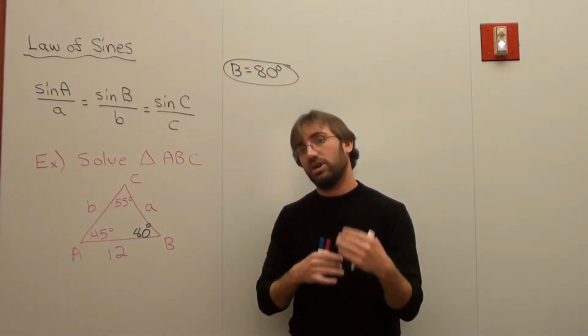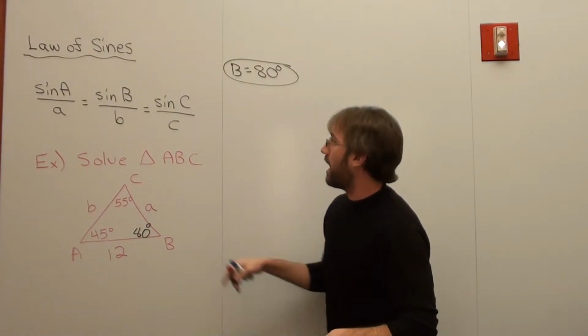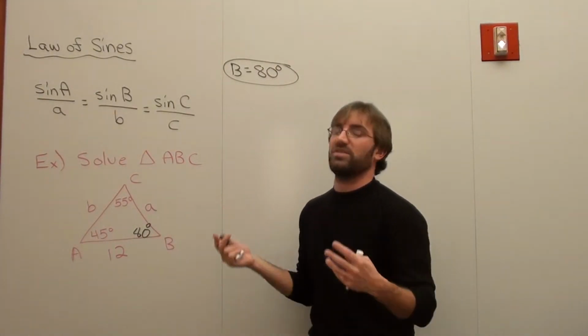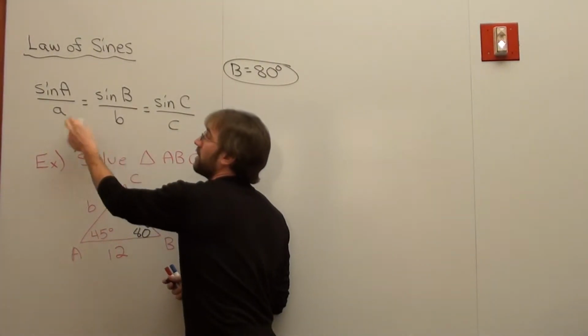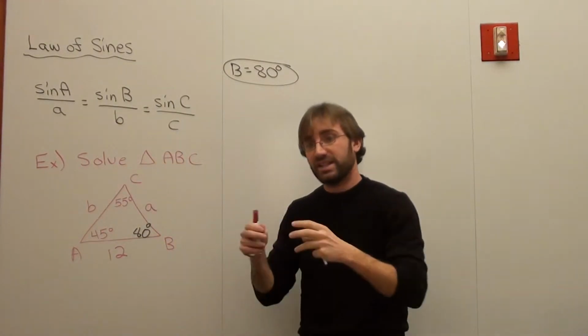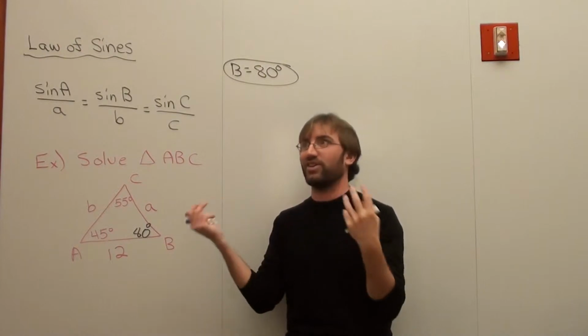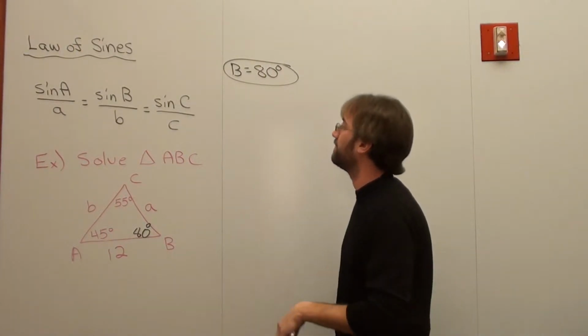Okay, moving along. Now I can start using the law of sines. I can use two of the three ratios. I don't use all three of them at the same time. You can use the first and the third, or the second and the third. Basically what I do is I set up two ratios equal as a proportion, cross multiply, and figure out what I need. It's really quite beautiful.